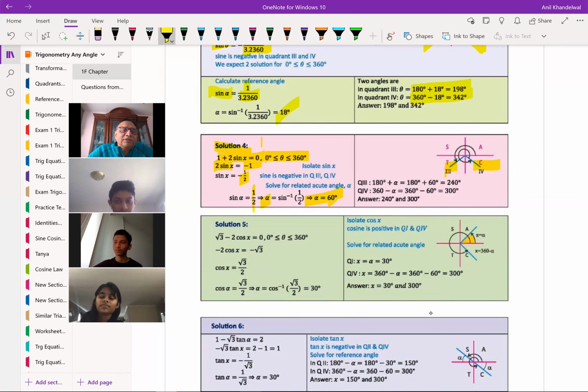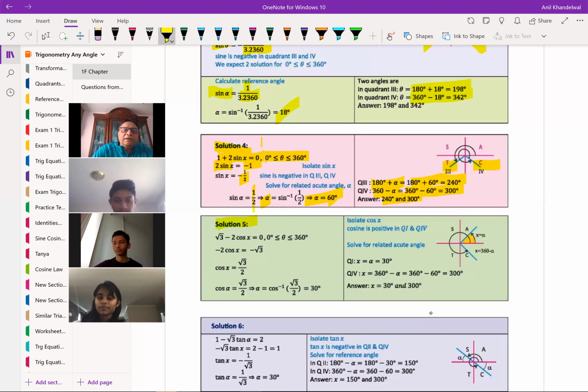Well, in many books, this related acute angle, which I'm using the symbol alpha for, is written as beta, right? Let's be very clear about it. Most of the books use beta. I have used alpha as my related acute angle, okay? So the two solutions are 180 plus alpha for quadrant 3, 360 minus alpha for quadrant 4. 180 plus 60 is 240, 360 minus 60 is 300. So those are the two solutions which you get for this particular question, correct?